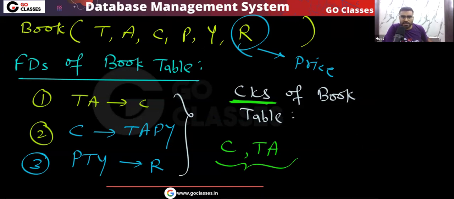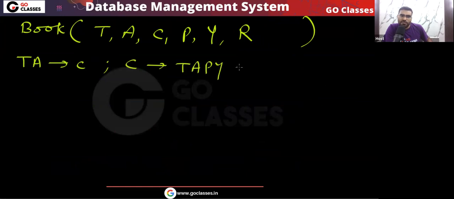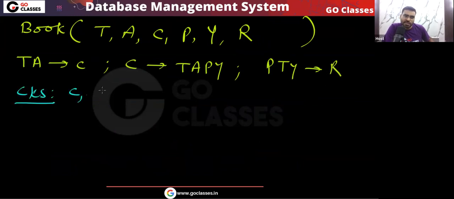These are the candidate keys. Is this clear? So what are the non-prime attributes? These are the FDs: TA determining C, C determining TAPY, and PTY determining R. Okay, we got the candidate keys. The candidate keys are C and TA.